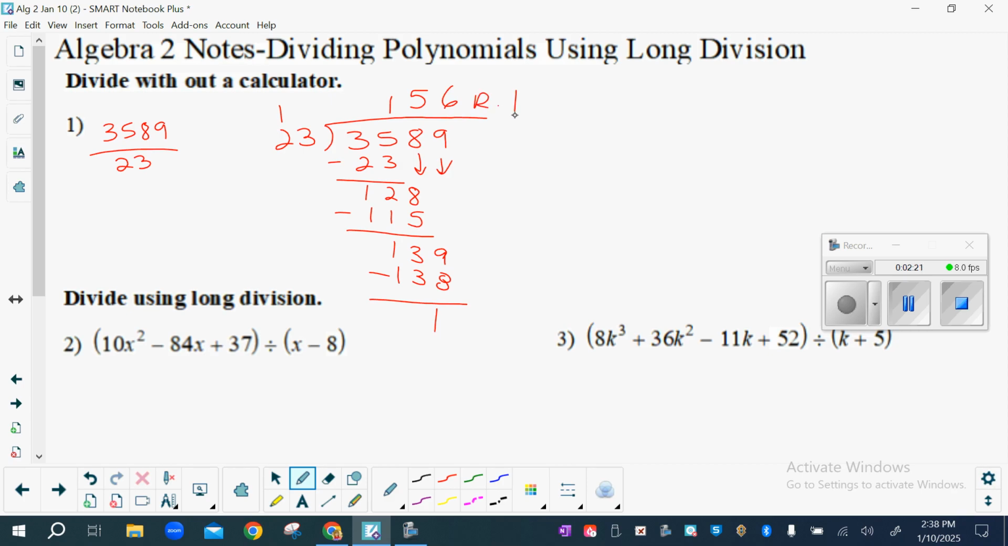So most of the time when you did this, you probably didn't write it like this, because this was in elementary school when you learned this. But another way to do that would be 156 and 1 over. Anybody know what it would be over? 156 and 1 over 23. So today when we do them, that's what you're going to need to do.